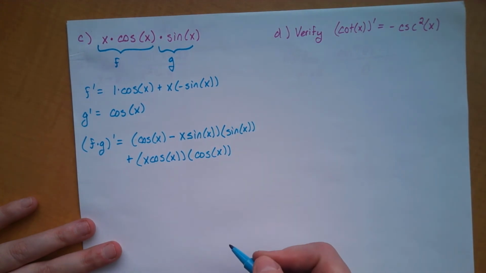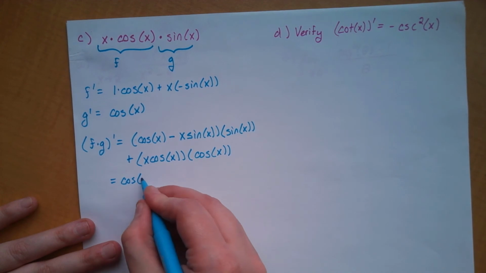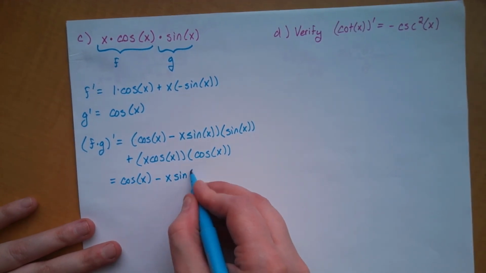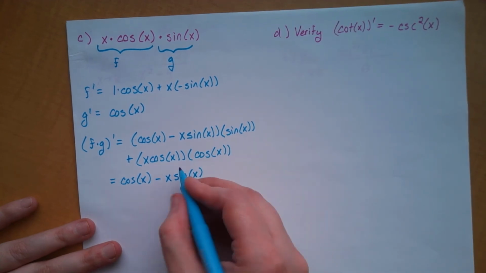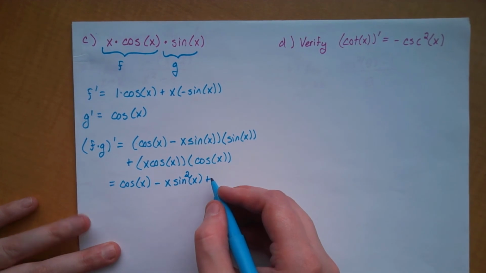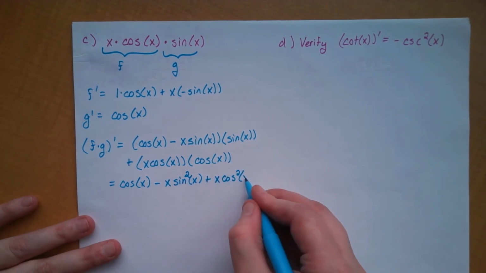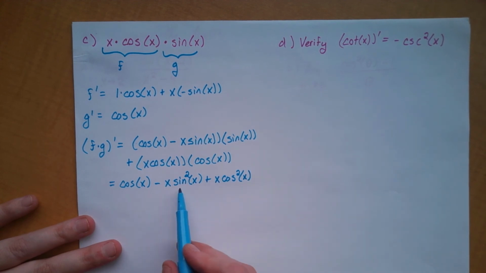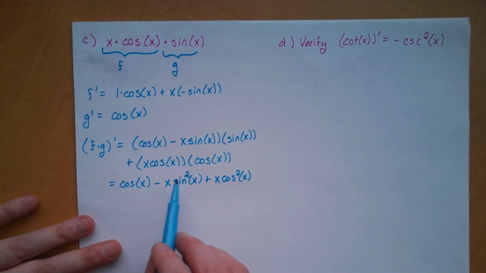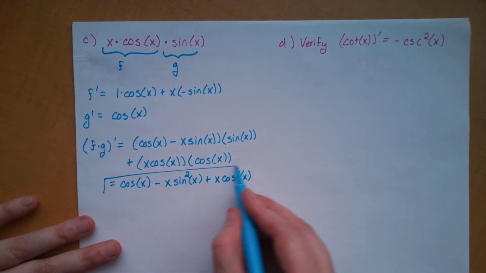Alright, let's see if we can clean this up a little bit. So that would be cosine of x minus x times sine of x squared, plus, and this would be x cosine squared x. Alright, notice that I can't factor an x out and have sine squared plus cosine squared equal 1 because I have this negative here. So this is as far as I can go. Leave it like this.